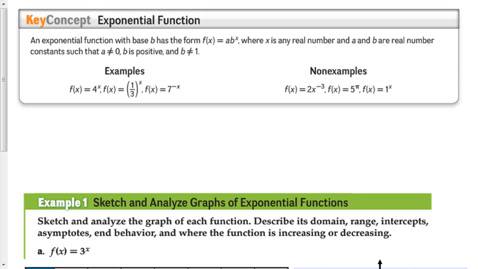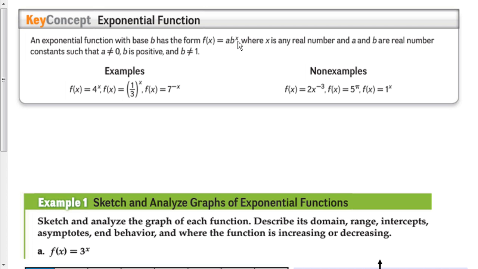Okay, for exponential functions, we have f of x equals a times b raised to the x. So this b represents the base, it's going to be a number. A could be a number as well. And the x is going to be our exponent. So our input value is our exponent.